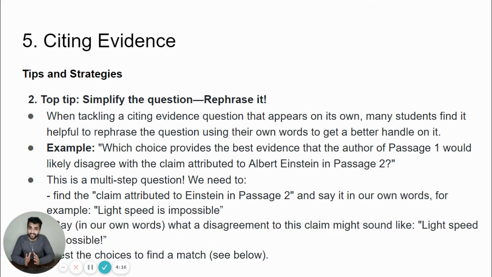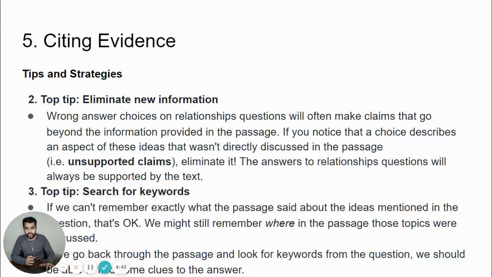Now, this is a multi-step question. We need to, A, find the claim attributed to Einstein in passage 2 and say it in our own words, for example, light speed is impossible. Number two, say in your own words what a disagreement with this claim might sound like. It might be light speed is possible. And now compare these choices to find the best match.